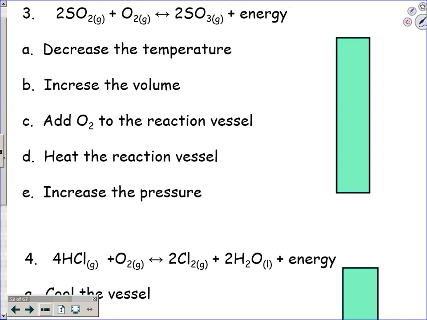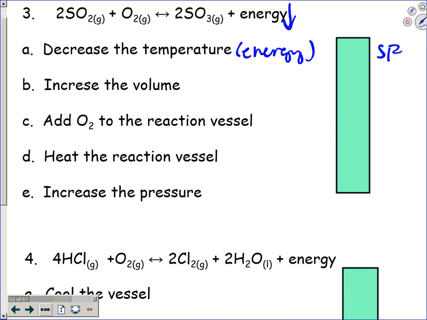3, Gwen's area. Give me A. Are you questioning yourself, or is this a common answer? Okay, so decreasing the temperature, which is a form of energy, will cause a shift right, because energy is a product, so I'm shifting towards it because I've decreased it.